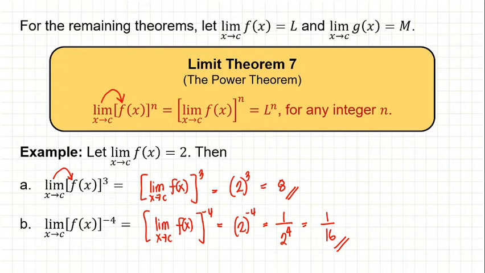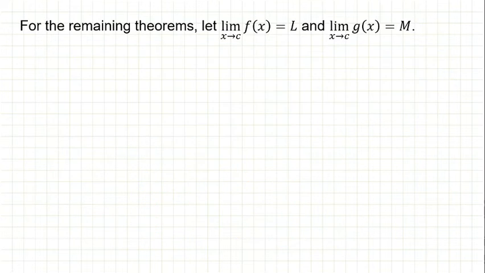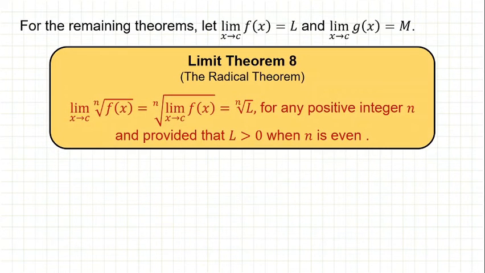Okay, now for the last theorem, this is the radical theorem. So this theorem is somewhat tricky. We need to consider some things before we conclude for the value of the limit. So the theorem states that the limit of the nth root of f of x as x approaches c is equal to the nth root of the limit of f of x as x approaches c. So ang ginawa lang, pinasok lang yung limit. Okay? So that will be equal to the nth root of L for any positive integer n.